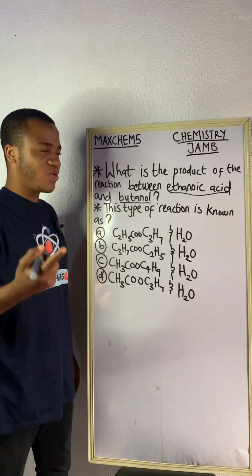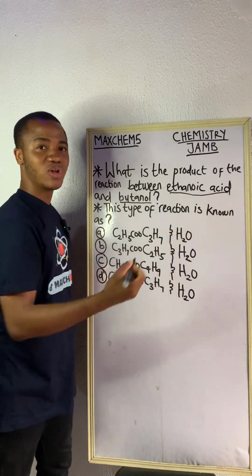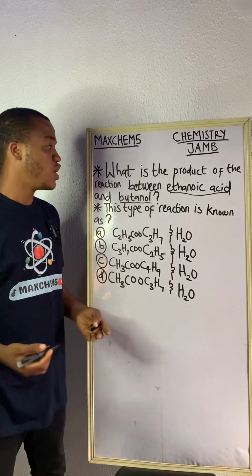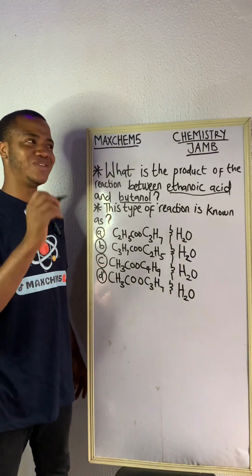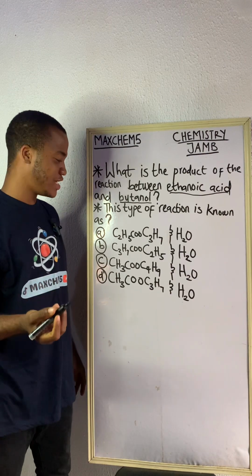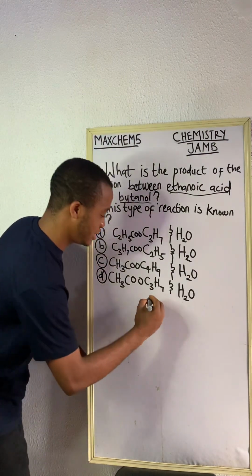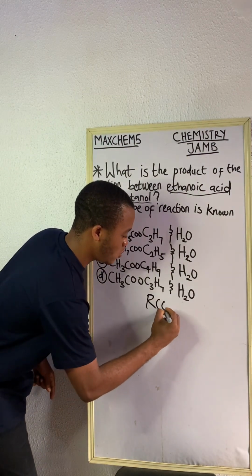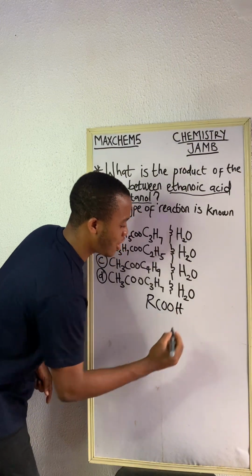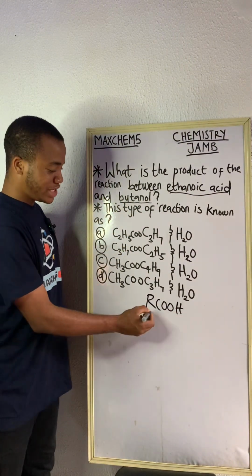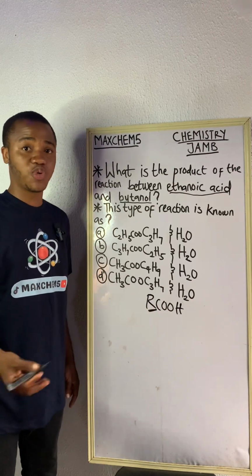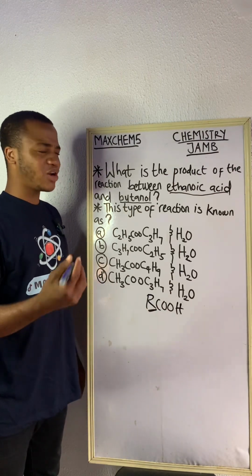And if you know very well, you should know that ethanoic acid belongs to a particular homologous series, which we call the carboxylic acids or the alkanoic acids. And what is the formula of the alkanoic acids? The formula of the alkanoic acid is RCOOH. The alkanoic acids have a general formula of this, and this R group can either be an alkyl group or an aryl group. So now let us continue.